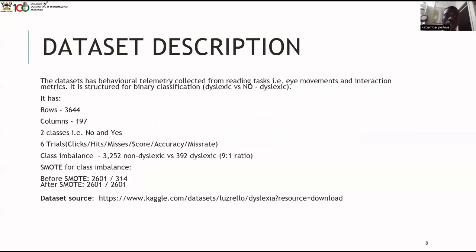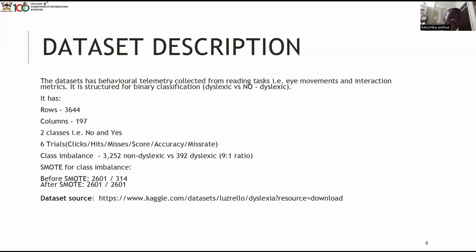system. Our dataset had about 3,644 rows, 197 columns, 2 classes, no or yes, then 6 trials, that is to look at clicks, hits, misses, score, accuracy, and miss rate. Then you also had a class imbalance, which had 3,252 non-dyslexic students versus 3,392 dyslexic students. So it gave us a ratio of 9:1.